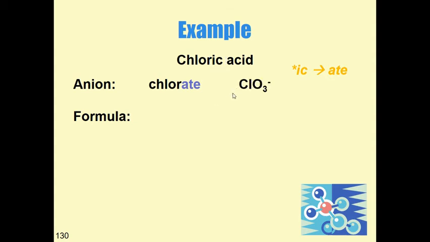Chlorate is ClO3 minus. To write the formula, we use H as our cation. This is our anion. We crisscross, balance our charges, whichever way, and you get this formula, HClO3. Okay, one more example, and then you will practice.